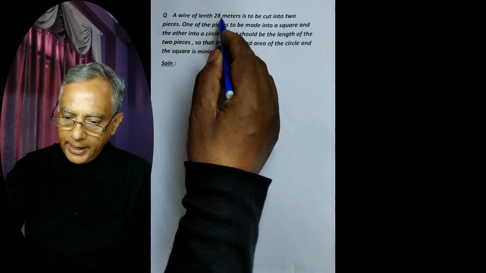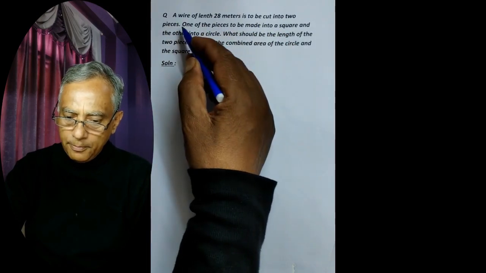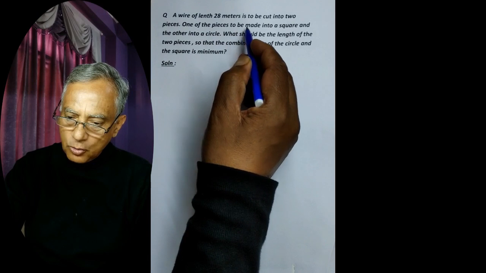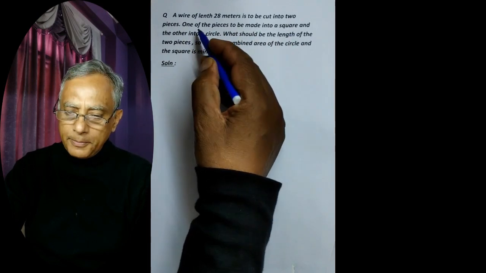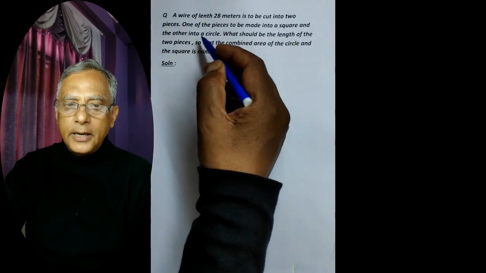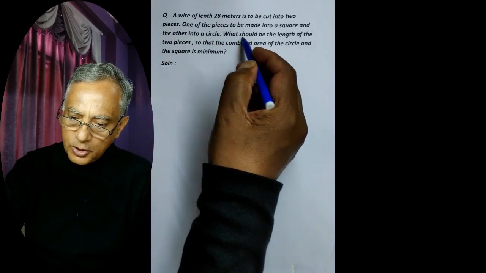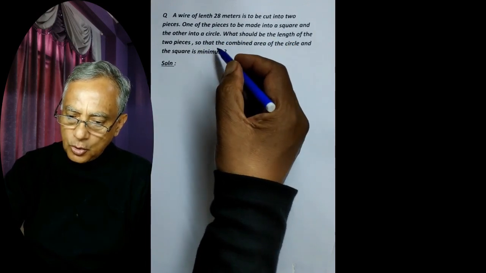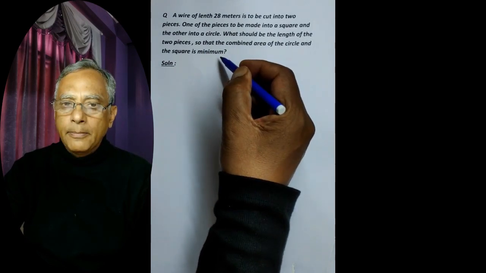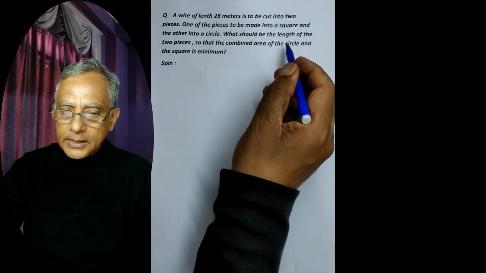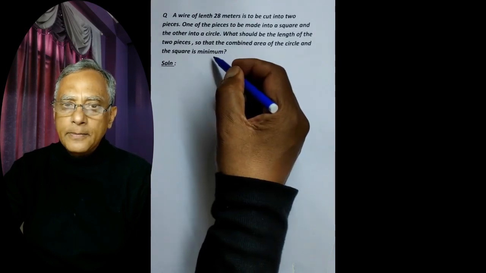A wire of length 28 meters is to be cut into two pieces. One of the pieces is to be made into a square and the other into a circle. What should be the length of the two pieces so that the combined area of the circle and the square is minimum?